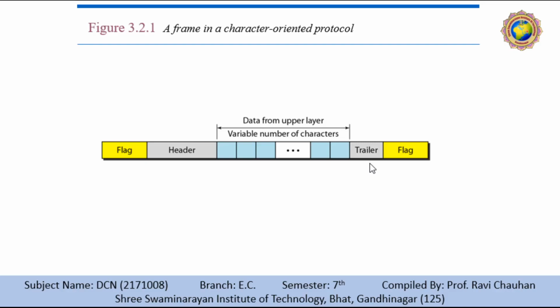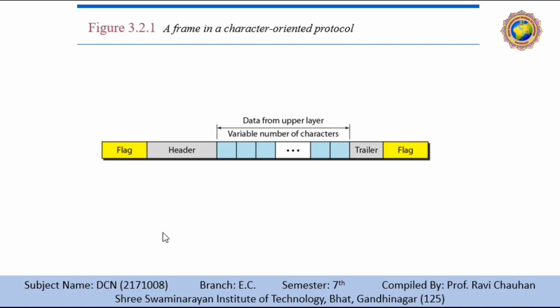To separate one frame from the next, an 8-bit or 1-byte flag is added at the beginning and the end of the frame. So one flag is entered over here and another flag is added over here to separate one frame from another. The flag, composed of protocol-dependent special characters, signals the start or the end of the frame. Our figure shows the format of the frame in a character oriented protocol.